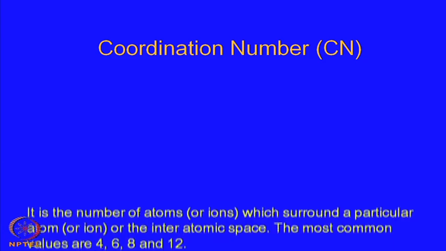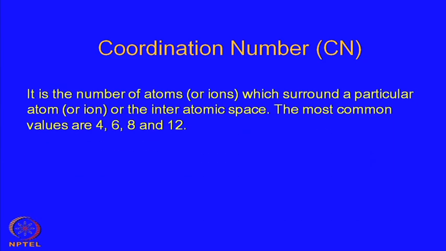So, the definition of the coordination number is like this, which has been just discussed. It is the number of atoms or ions which surround a particular atom or ion in the interatomic space. That space may be occupied by a second atom or second ion. So, the coordination number refers to the site, or if the site is occupied by a particular atom or ion, the coordination number refers to that particular atom or ion.